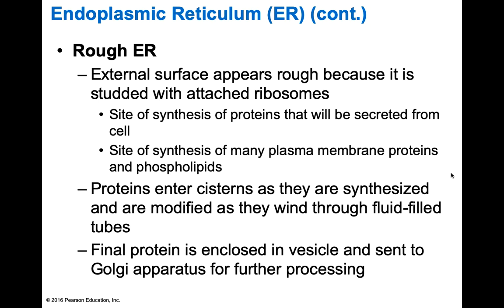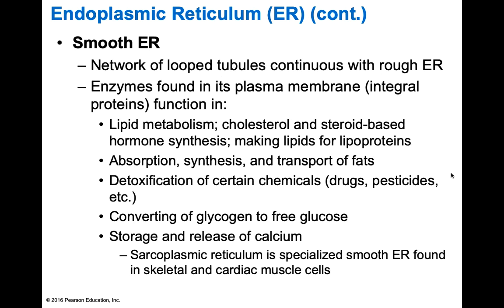So we also have proteins that are going to enter the cisterns as they're synthesized and then be modified as they are winding through all of those fluid-filled tubes and passages. And then further, they can be edited in the Golgi apparatus in order to have these little tags, like certain glycolipids or glycoproteins attached to the outside of them that signifies where they're supposed to go in the cell. It's like marking them for transport. That happens in the Golgi apparatus.